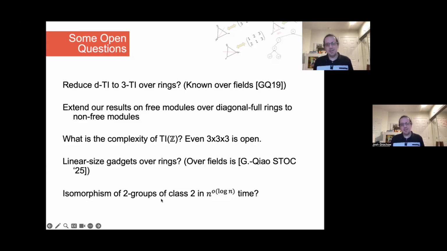And then lastly, I want to highlight this thing about odd p-groups versus even p-groups, which would be 2-groups. So there's a question of, can you get isomorphism of 2-groups of class 2 in n to the little o of log n time? And here, many of the ingredients that go into the results for p-groups for p odd either aren't known or seem to totally break down.